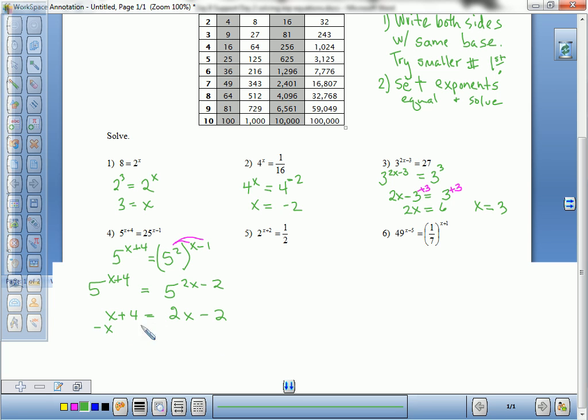So we're going to subtract x. We're going to add 2. So I get 6 equals x.